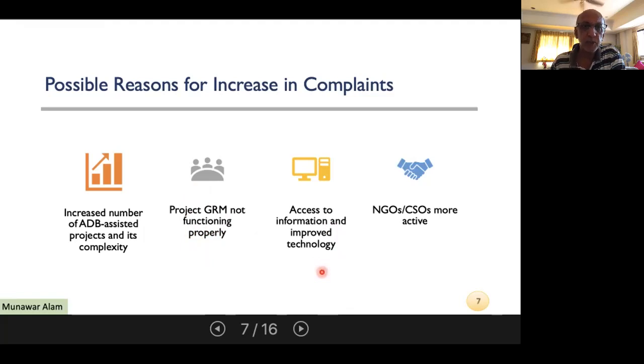And when ADB is processing projects, about the accountability mechanism, about where people can go if they have issues related to the project, all of this is informed to the people. So they are aware of the project, and they also are aware of where to complain. Plus, the number of NGOs and CSOs has increased, and they are more active in ensuring that if there are complaints, the NGOs also help them in that. So with active dissemination of the accountability mechanism policy within the project, people are aware and they can make complaints.